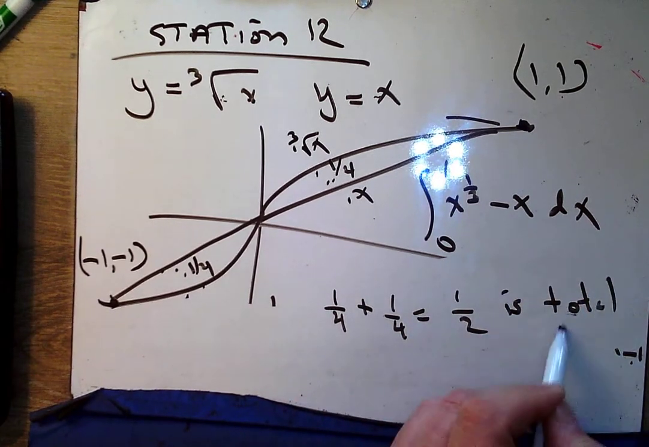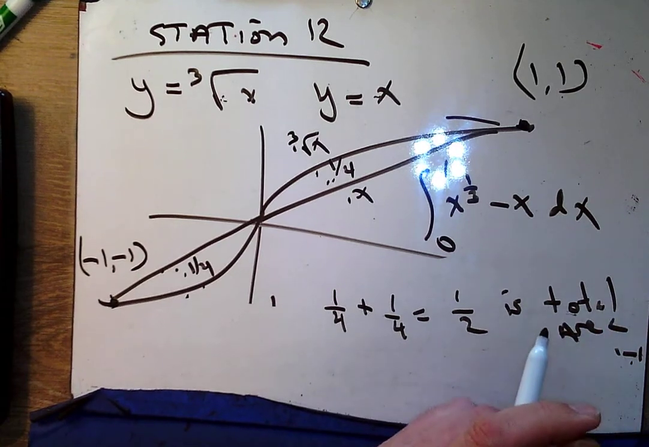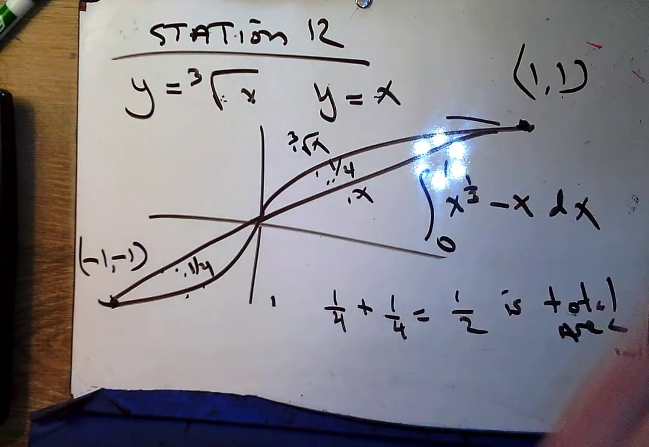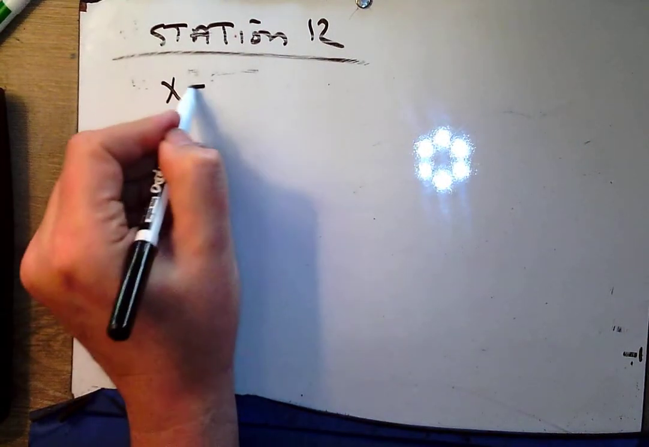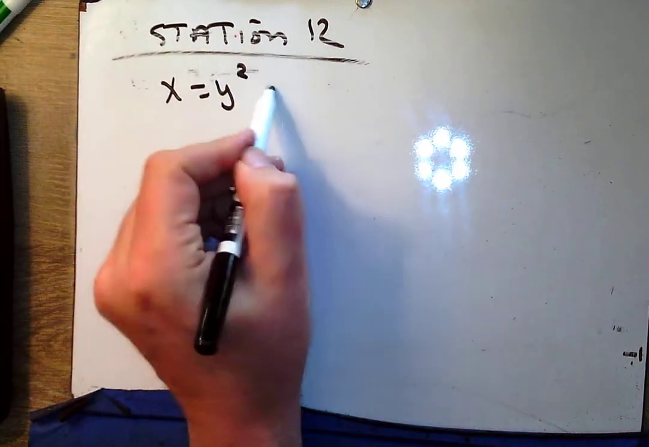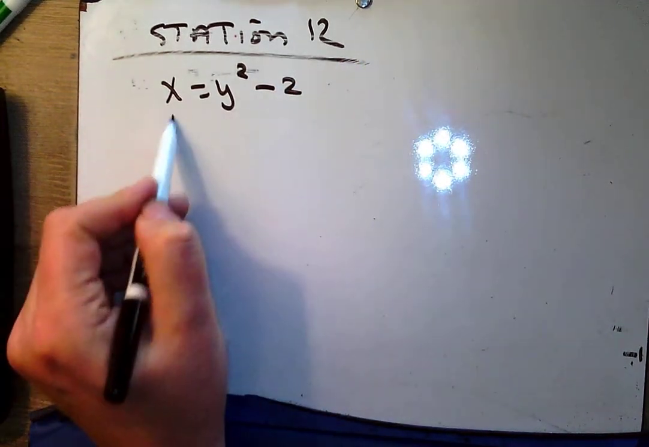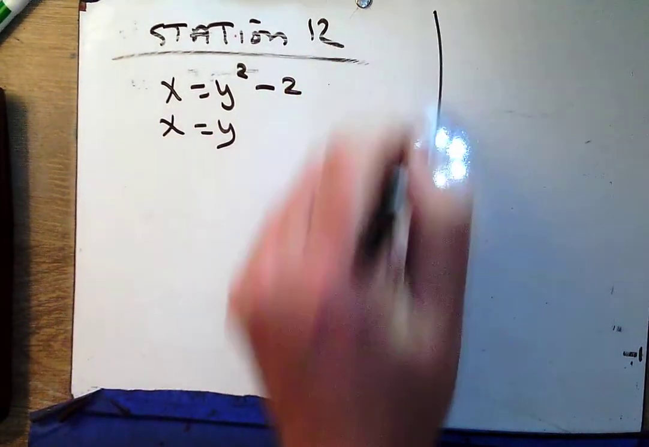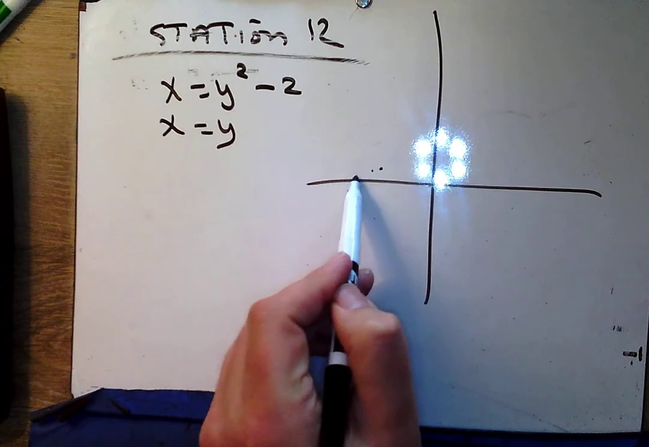total area. Okay. Second question, we want the area of the region bounded by x equals y squared minus 2 and x equals y. Okay, so what does that look like?